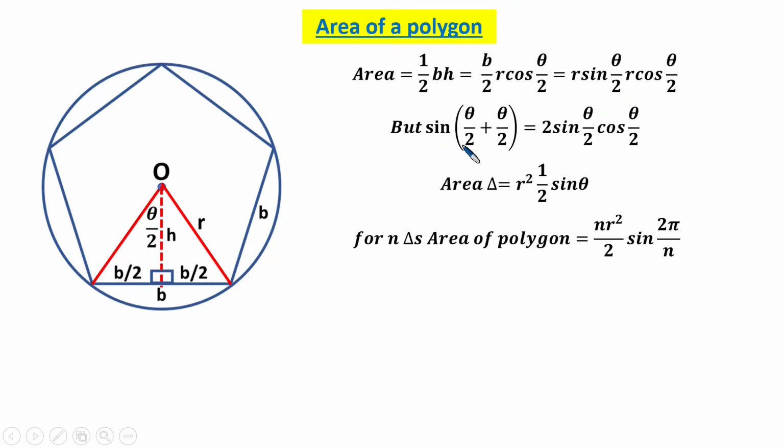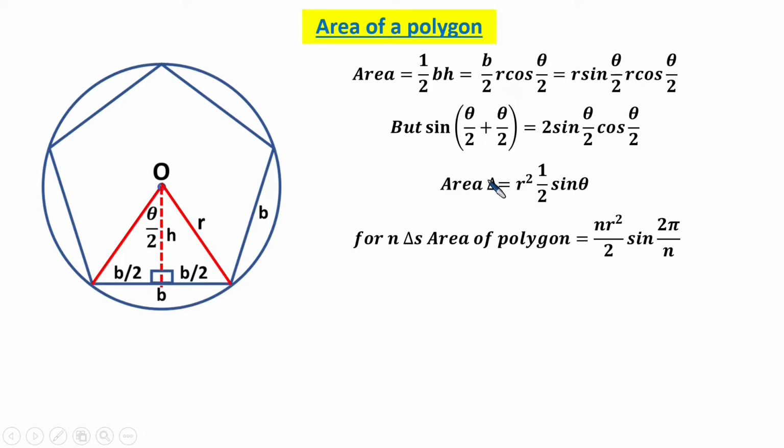Now I do a trick. I know that sine of a plus b, which we have again done in class 9, is sine a cos b plus cos a sine b. Here both are the same, so I can write twice. So sine of theta by 2 plus theta by 2, this is theta. So I can write sine theta by 2 times cos theta by 2 as half of sine theta. Here I have written sine theta by 2, and r times r is r square.